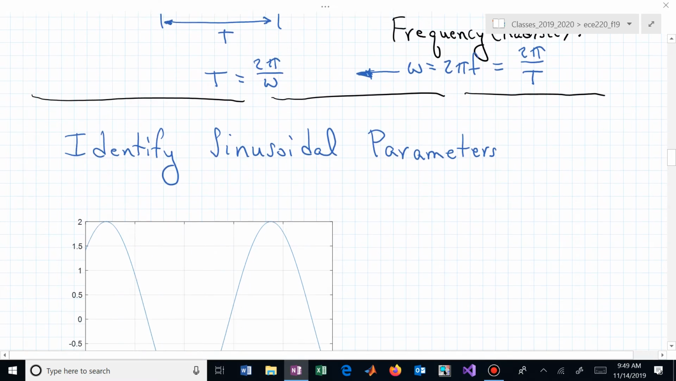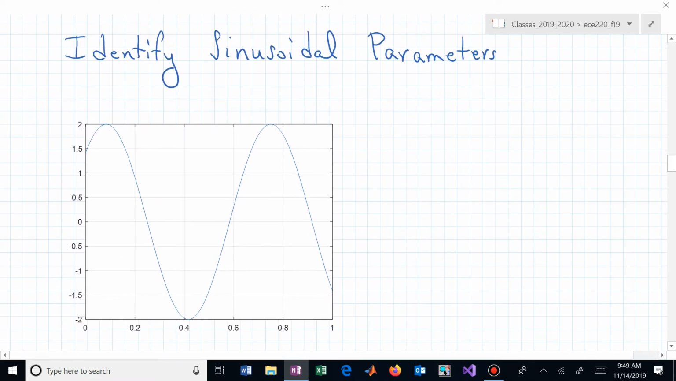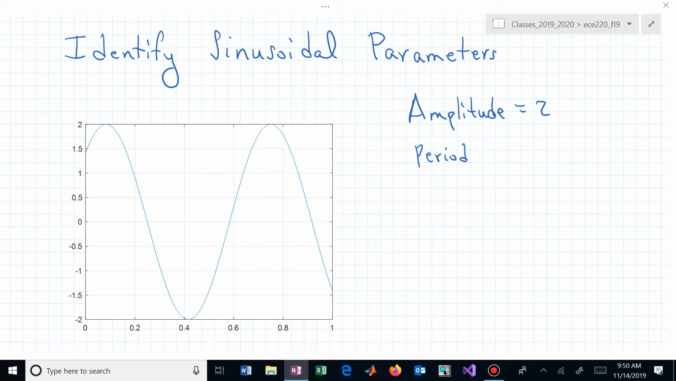All right, now let's apply that vast knowledge that you've now acquired to this waveform. What can we identify? Let's start with the easy one. What's the amplitude? 2. What's the period? Now we have to sort of do some eyeballing, and maybe your eyes are that good. I hope they are. But here's a peak, and here's another peak. Here is our period.